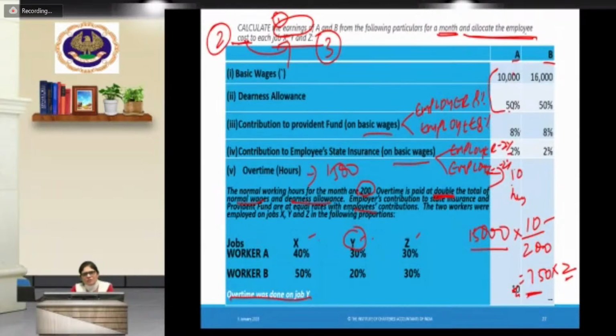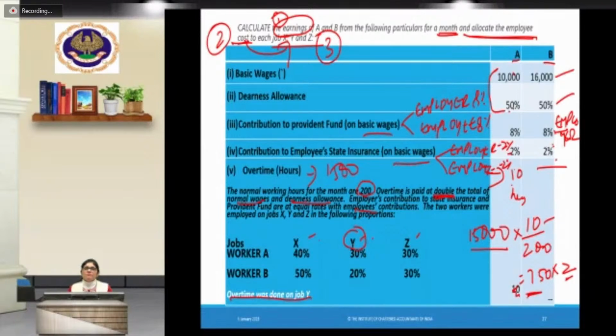So what do we require for employee cost? We require the total cost. The second statement now we are calculating is the total cost of an employee and cost per hour. So for the total cost, we'll take the basic, we'll take the DA, we'll take the employer contribution. All right, this thing should be remembered. Employer contribution to PF, employer contribution to ESI. So that will make the total cost of the labor.